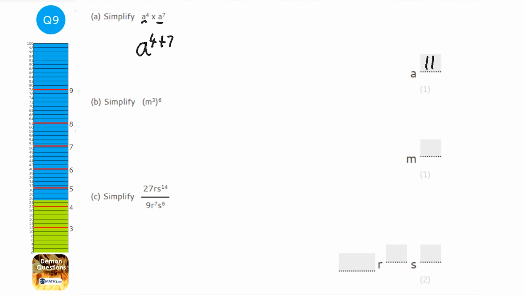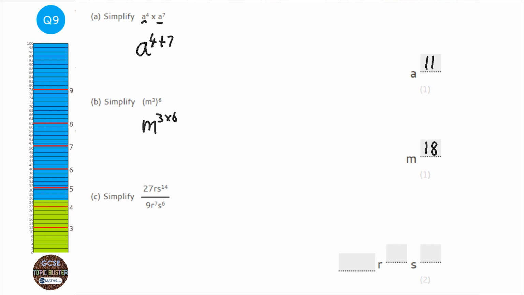Now the next rule of indices is if you've got a power inside a bracket and a power outside of a bracket, you can times them. So it's m to the power of 3 times 6. So it's m to the power of 18.